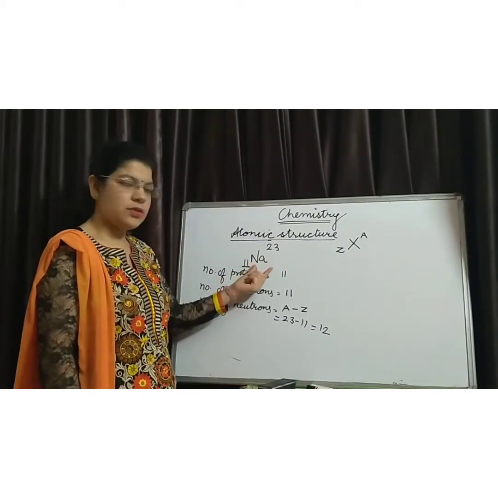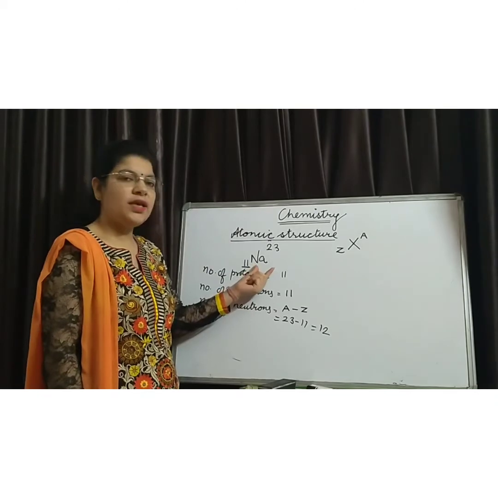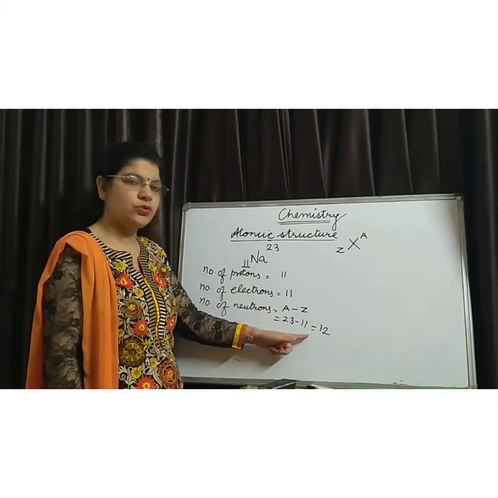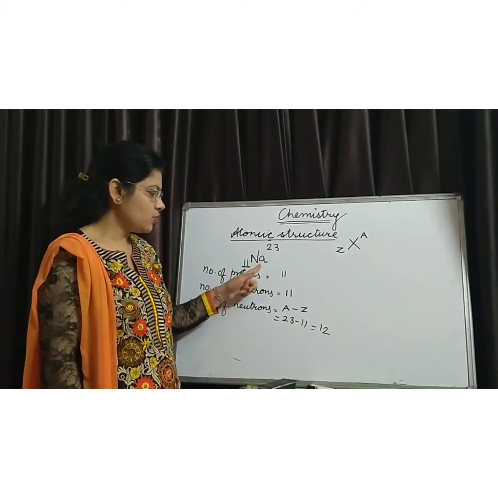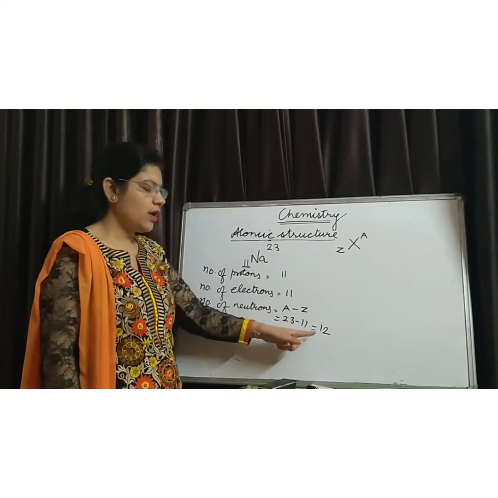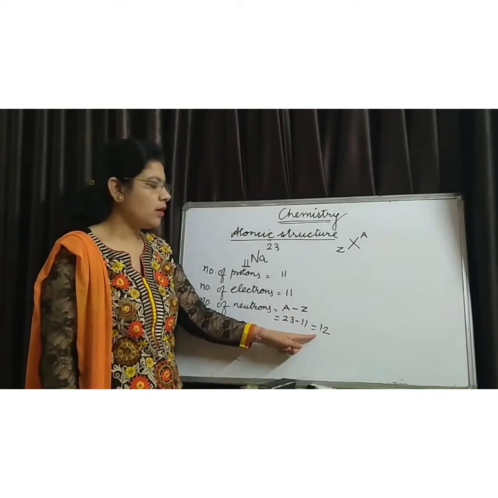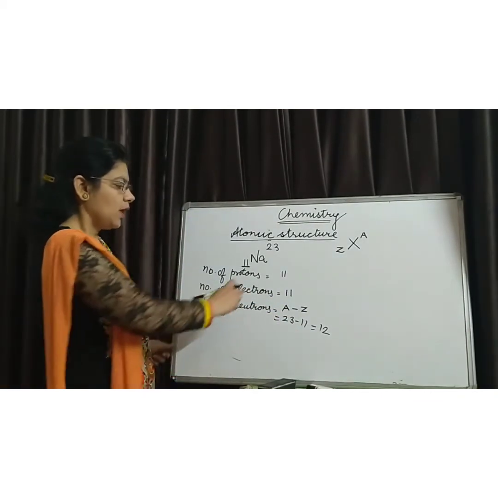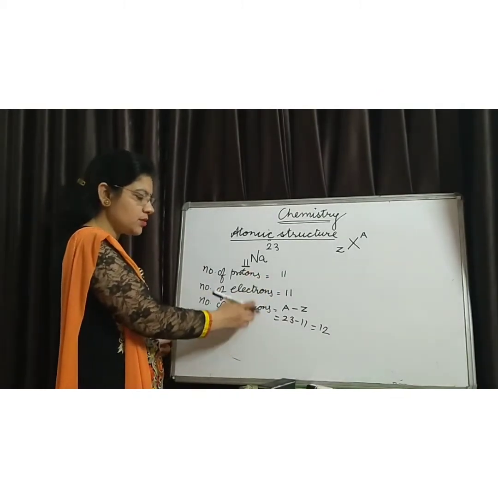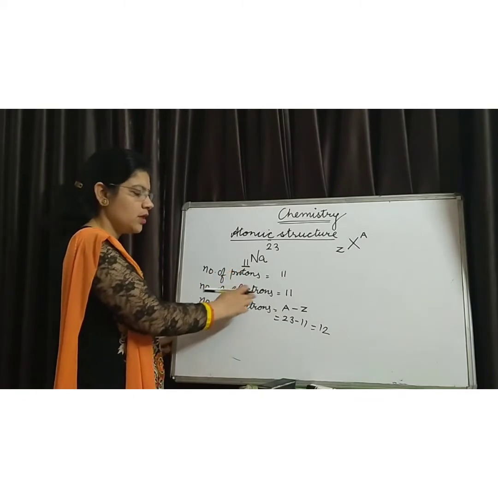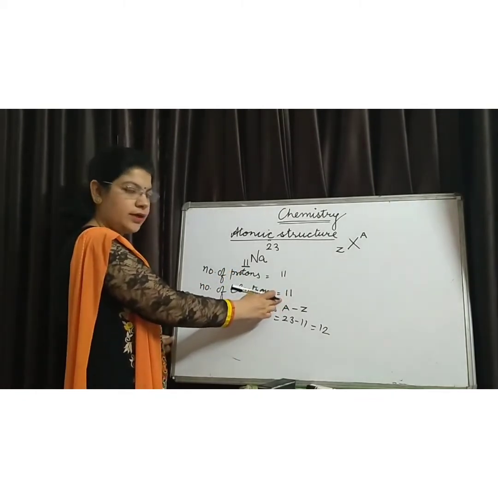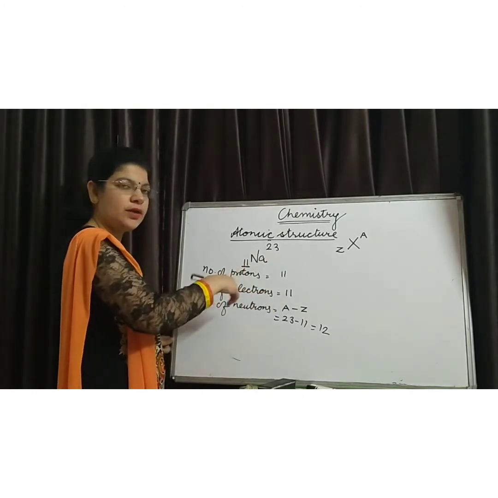So, by knowing the symbol of the atom, we can easily find the number of protons, electrons as well as neutrons in the atom. In sodium, 11 protons, 11 electrons and 12 neutrons are present. Protons and neutrons are present in the nucleus, and outside the nucleus, these 11 electrons are rotating in different paths.